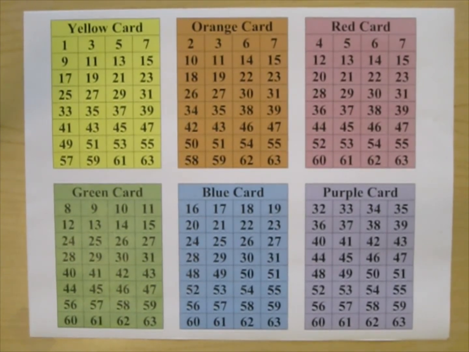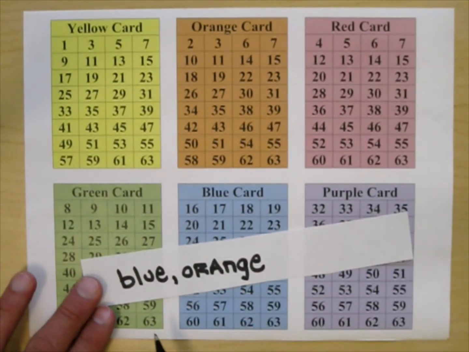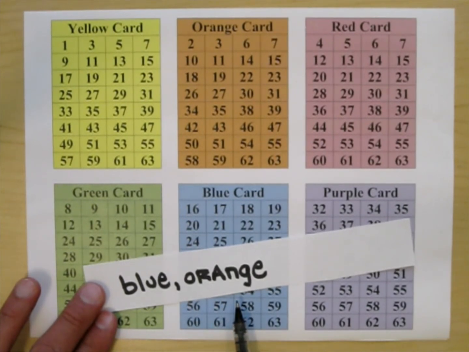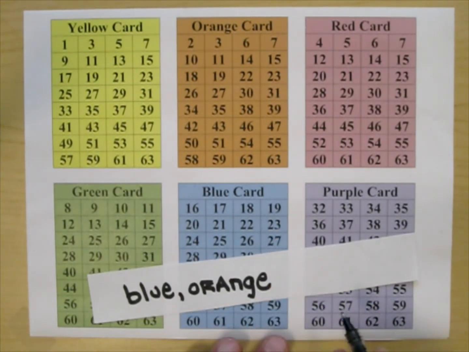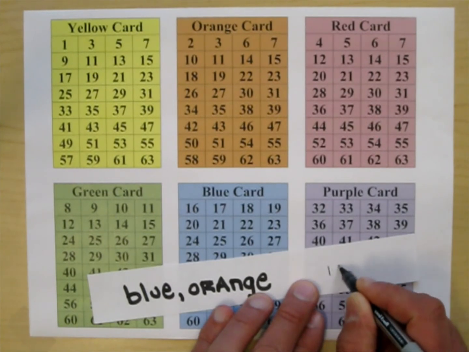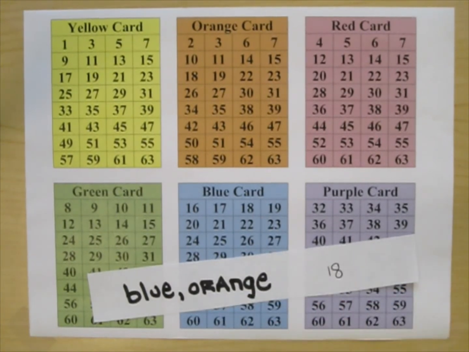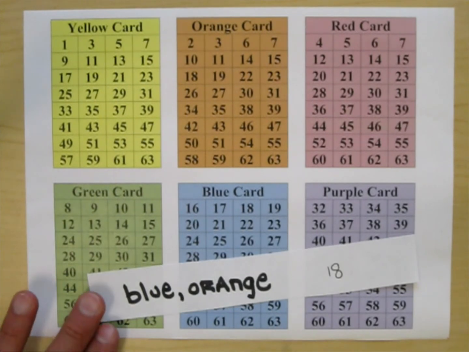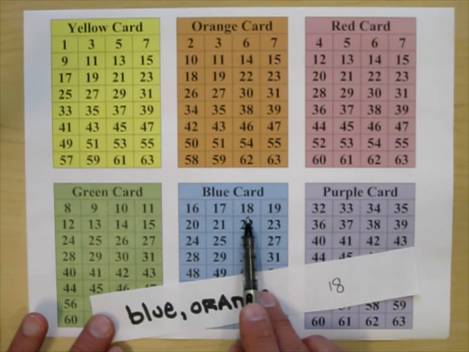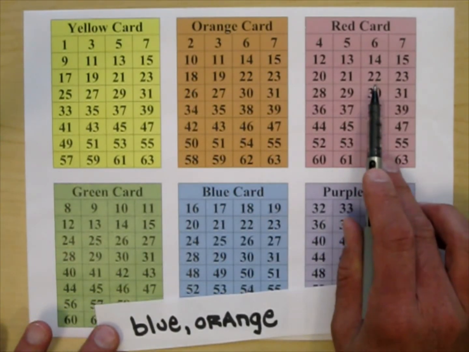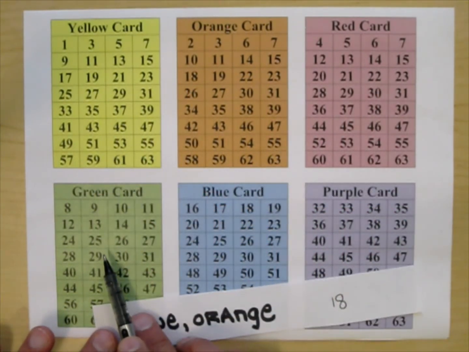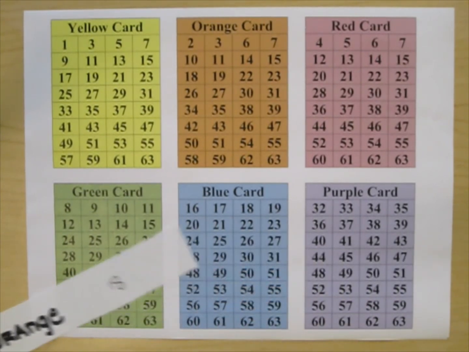So suppose your friend said this. So I'll just have this one right here. Your friend said, oh, my number's on the blue card and the orange card. And almost instantly, you should be able to tell them the number. The number is 18. Now what does that mean? Well, you see 18 there on the blue card. You see 18 on the orange card. And if you really look at the other cards, you will not see an 18 on those cards. So I'm going to go ahead and do another one.